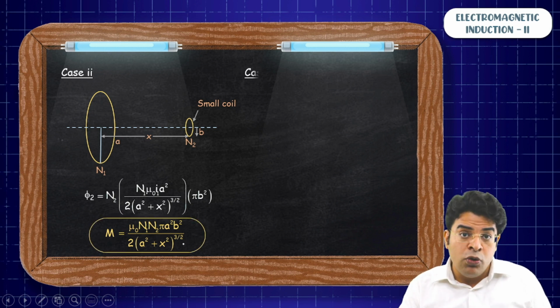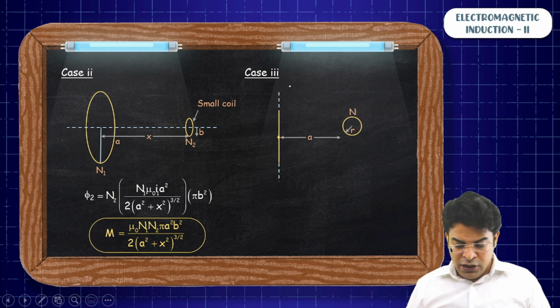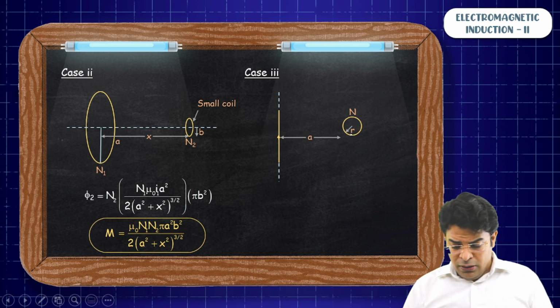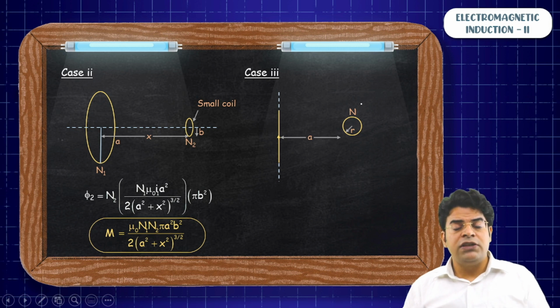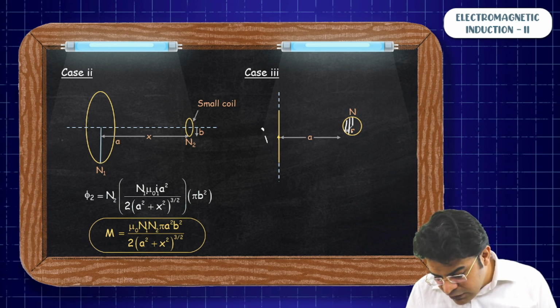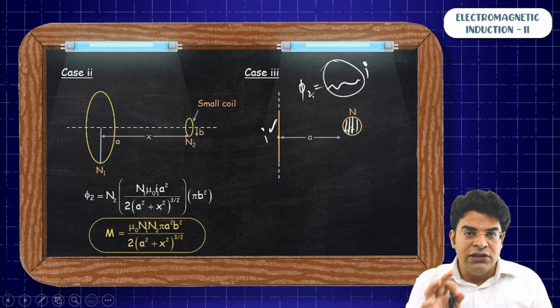Let's practice one more example. Let's say here you have an infinitely long current carrying wire, and there is a small coil of radius R placed at a distance A from the wire. It has N turns. The question is, what is the mutual inductance for this system? So assume that some current I flows here and write down the flux linked with this loop due to this current, and you can write phi 2 equals something times I, and that something is the mutual inductance.